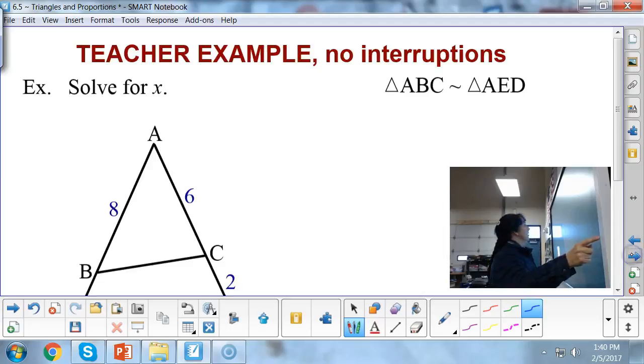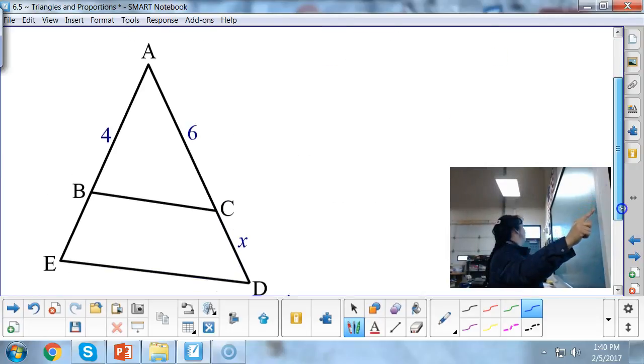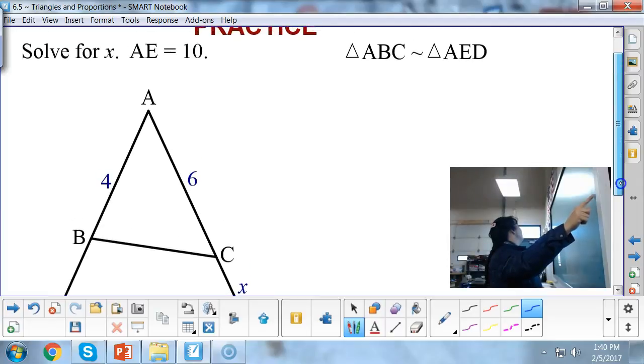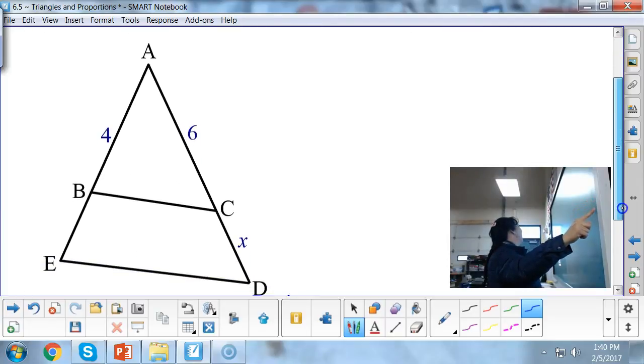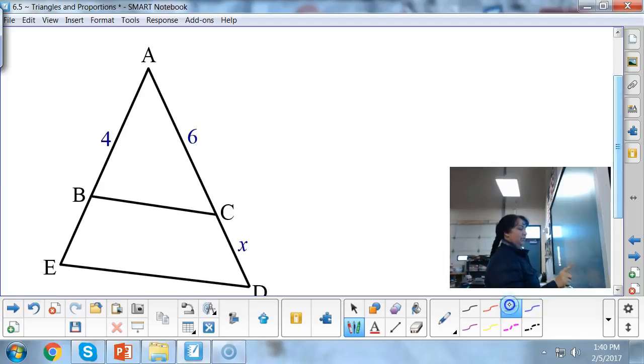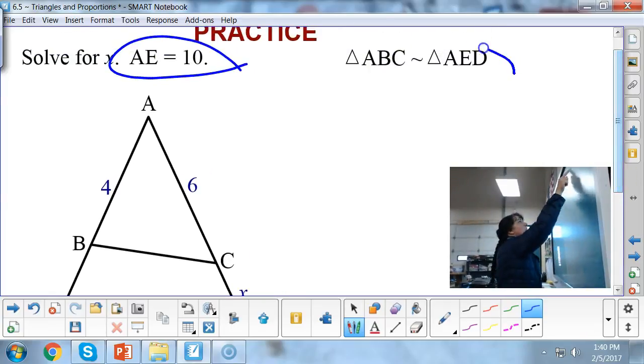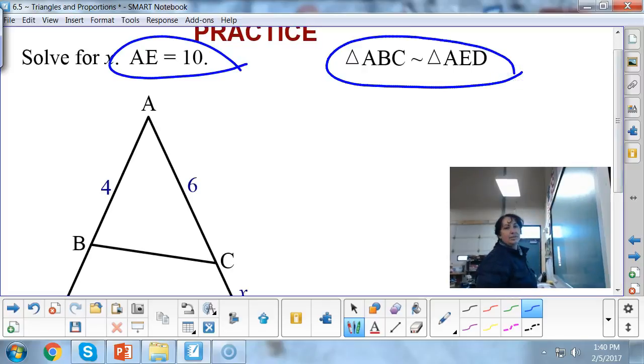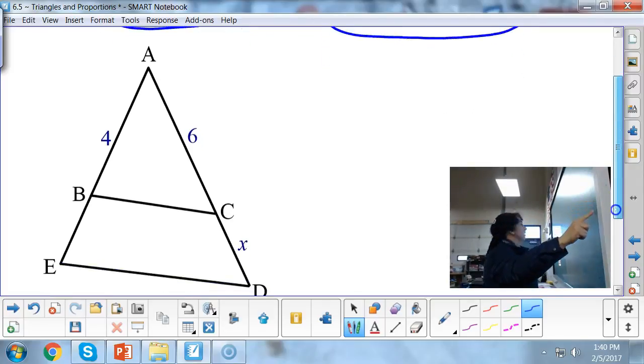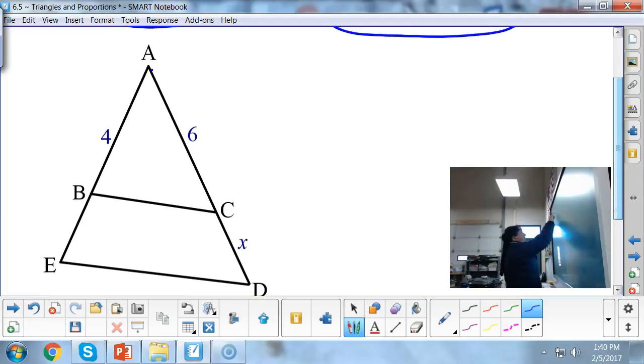So let's continue. Solve for x, and AE equals 10, and that's important because we can't solve that if you don't notice up here that they tell us that AE equals 10. So we're going to set up our proportion. Here is our similarity statement if we need to refer back to it. So AB corresponds to AE, and they told us that that was 10.